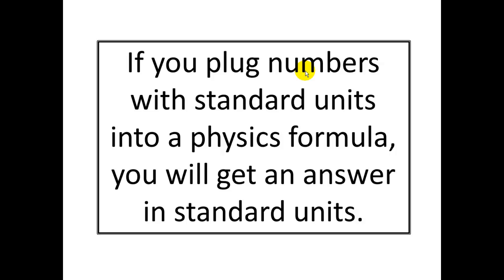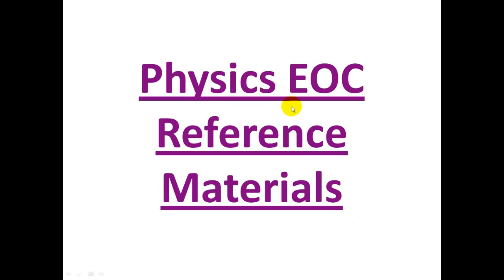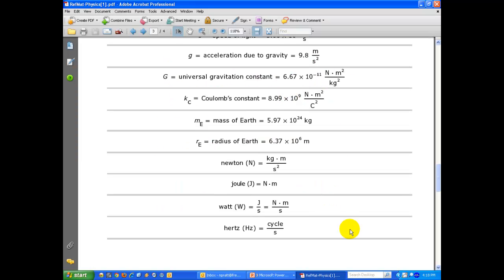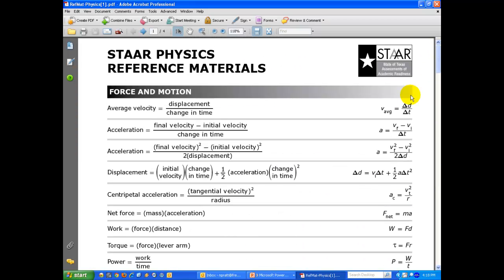Here's an important point. If you plug numbers with standard units into a physics formula, you'll get an answer in standard units. If you want to get standard units out of a physics formula, you need to plug in numbers measured in standard units. I'd like to show you a little bit of what I was talking about here. This is the old end of course examination STAR physics reference material formula sheet. It shows us formulas or equations for various physical quantities. Here's the physical quantity velocity, and it's composed of displacement divided by time.